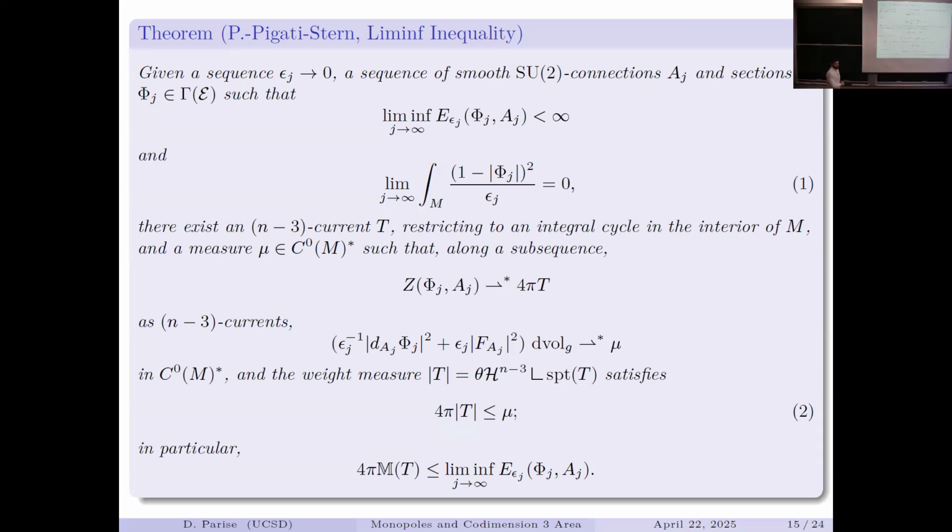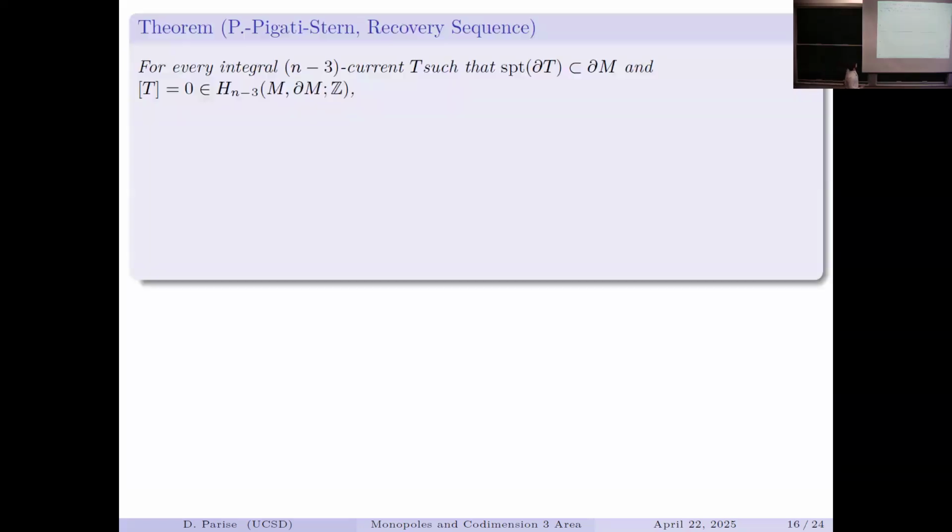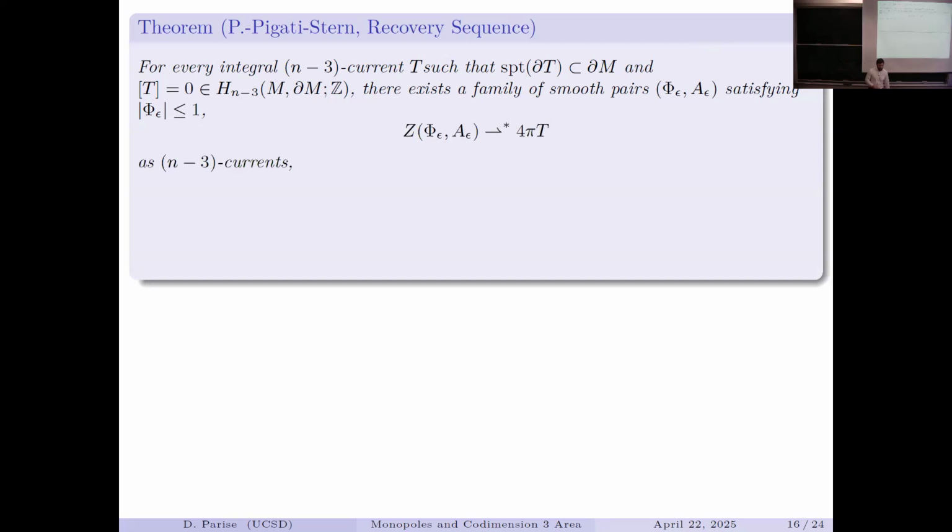So this is one side of the gamma convergence. There's also another side, which is the so-called recovery sequence, which is what Bob was asking earlier. If I have an n-3 current, can I approximate it with these sections and connections? And this is precisely what happens here. So if you give yourself an integral n-3 current, then there exists a family of smooth pairs, phi epsilon and a epsilon, such that the current that we constructed earlier will converge back to it, again, in the sense of currents.